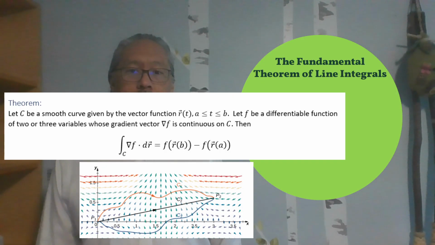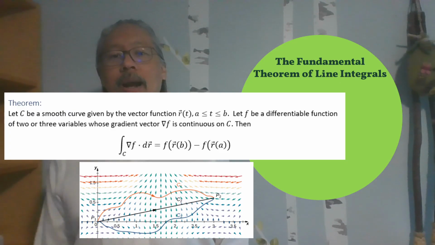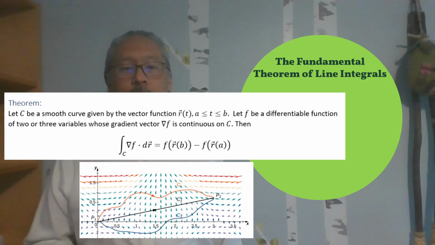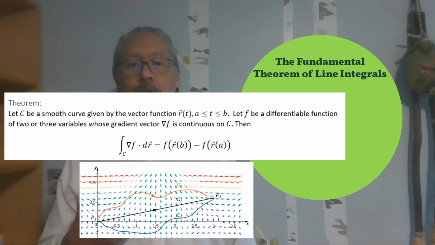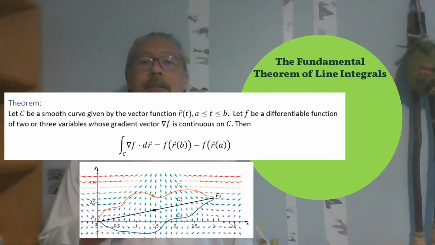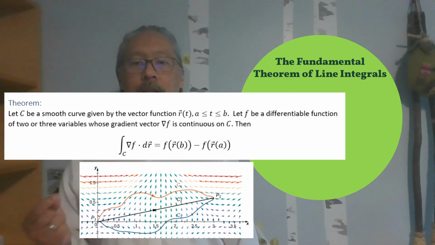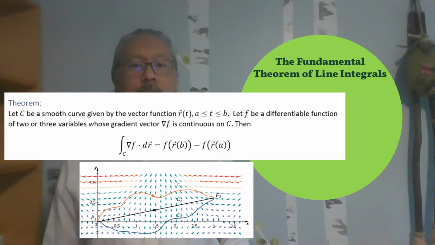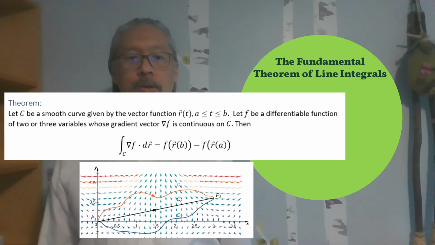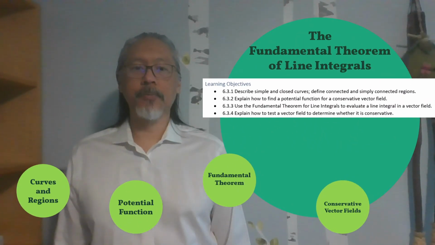What that also says is that it doesn't matter how you get from one point to the other point. Regardless of how you get there, if your vector field is a conservative vector field, all you need to do is evaluate at the endpoints. And so that is one of our big theorems for this chapter.